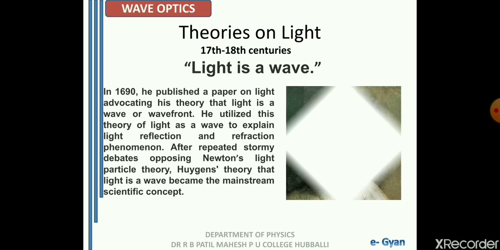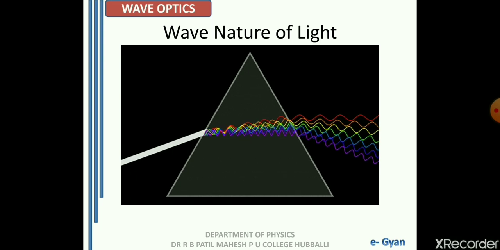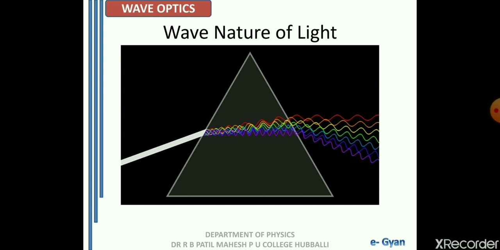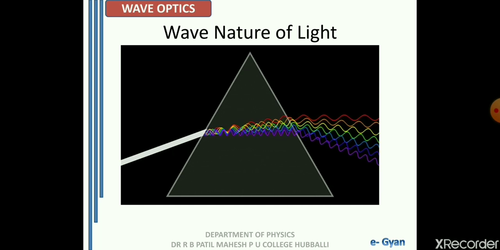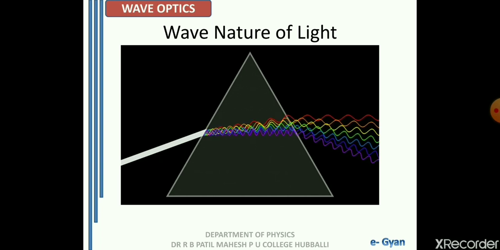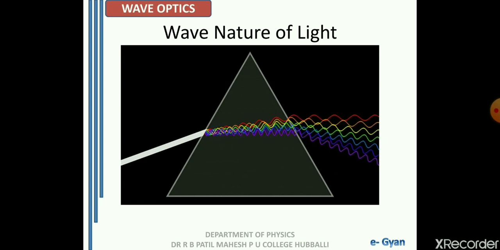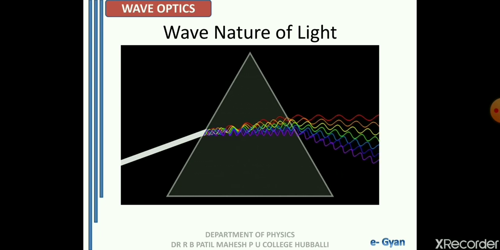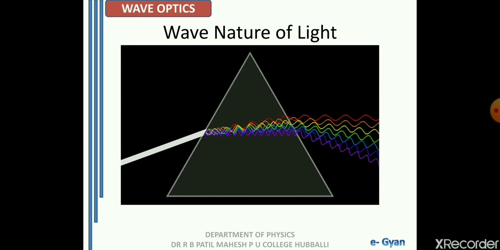To understand the wave theory of Huygens, let us see this diagram. When white light passes through the prism, it gets split into various colors, but the splitting here is not in the form of particles as explained by Newton. Here it is in the form of waves. In the diagram we see red having the largest wavelength, whereas violet has the smallest wavelength.